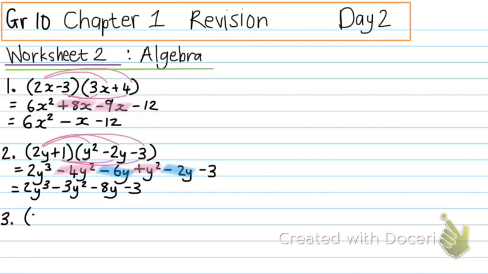Number 3. Number 3 is x minus a half squared. So that means that it is that bracket twice. So it's x minus a half, x minus a half. Now it's the FOIL rule again. So it's going to be firsts, outsides, insides, lasts. X times x is x squared. X times negative half is negative a half x. Negative half times x is negative a half x. And negative a half times negative a half is positive a quarter.